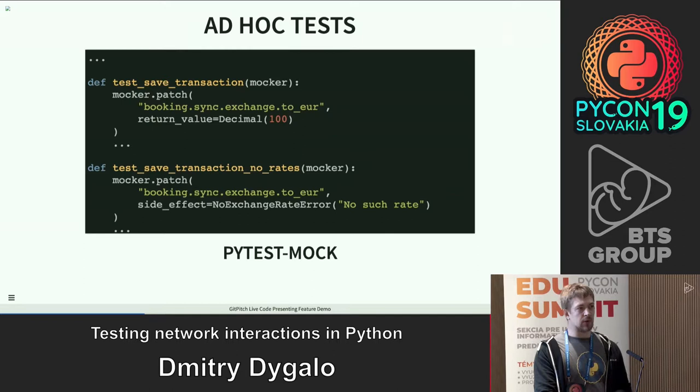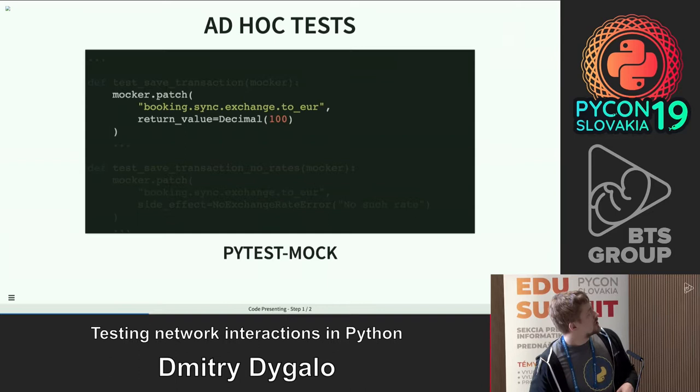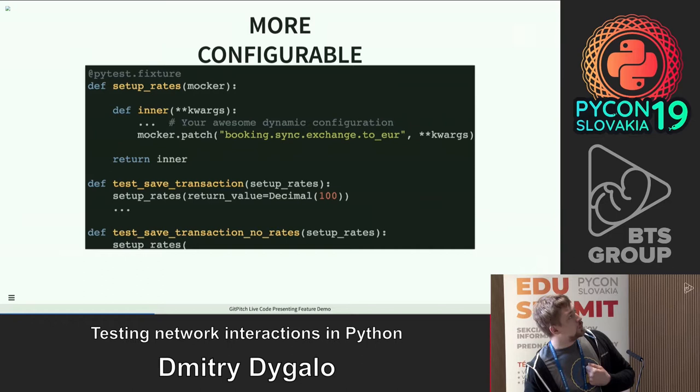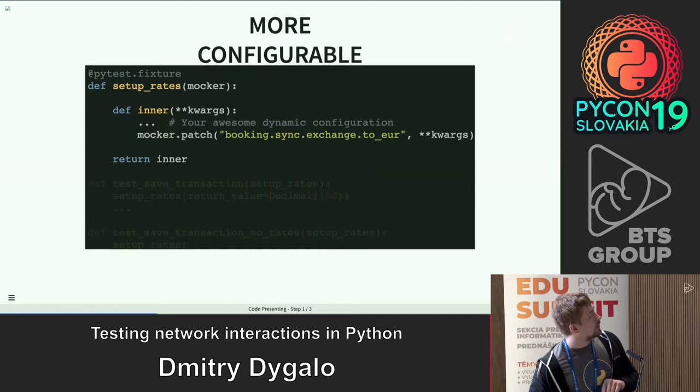Pretty simple. The simplest approach is to mock everything, and here we're just mocking this function that we had, and we just return a decimal value. And for the error case, we raise an exception. We can make it more configurable, and we can put this logic into a separate fixture, create some dynamic configuration, stuff like this, and use it in this way instead.